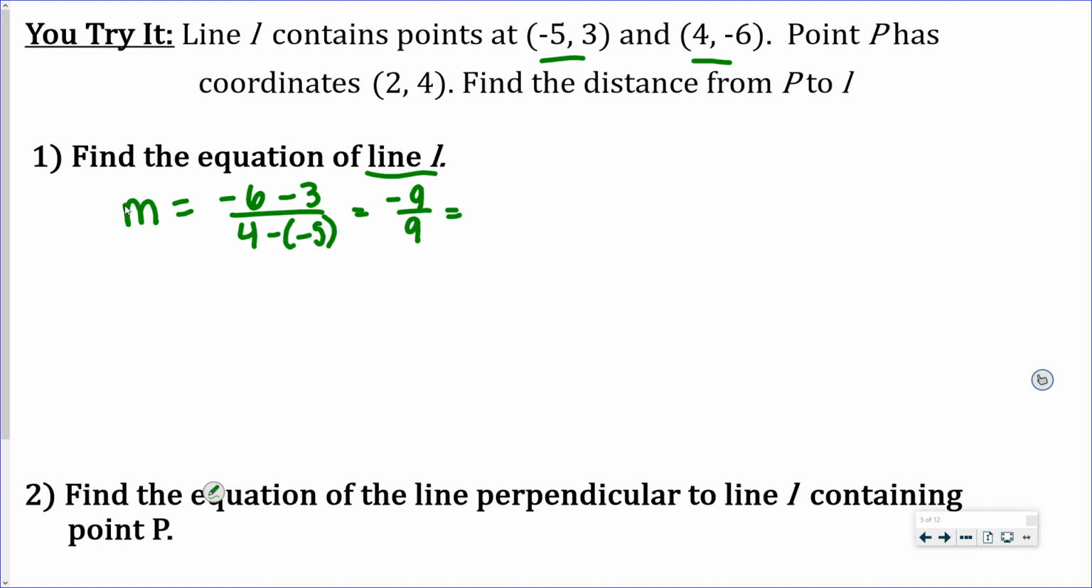Do we all get a slope of -1? Yeah. Okay, good. Now find the equation. You're going to have to use point slope form. You can use either point on the line. If you want to try to work ahead of me, you can too.